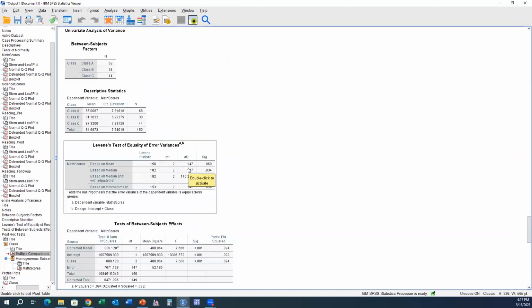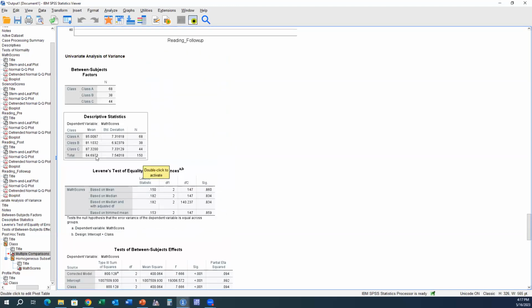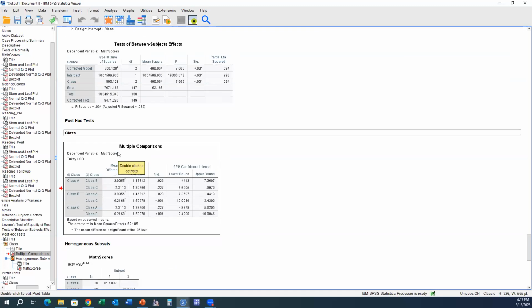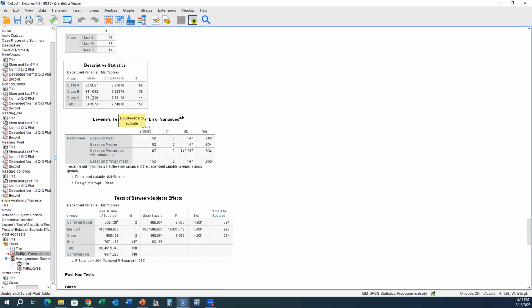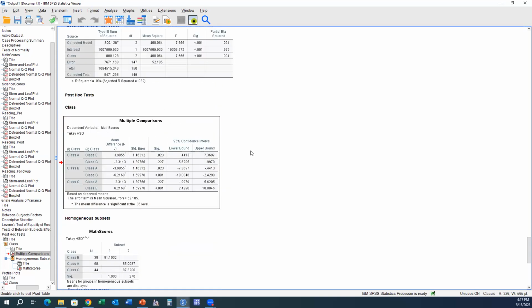This is where you scroll back up to your descriptive statistics table and you double check that. Okay, so we can see class A was 85.01 and class B was 81.10. So that subtraction right there, about 3 to 4 units, that is what is being captured right here. And we do have a significant difference between class A and B, with class A scoring higher.